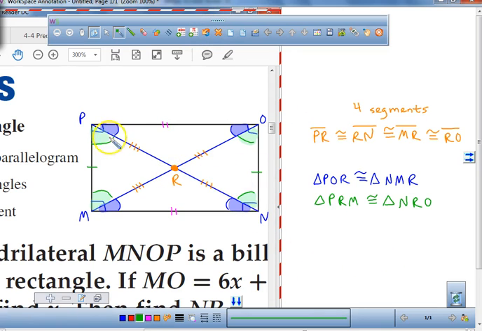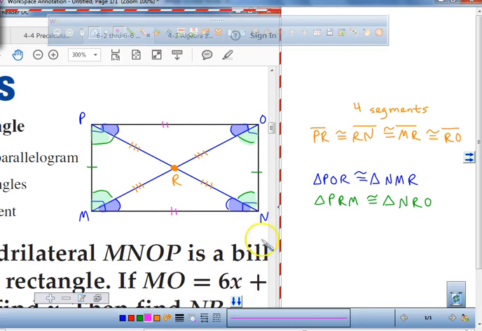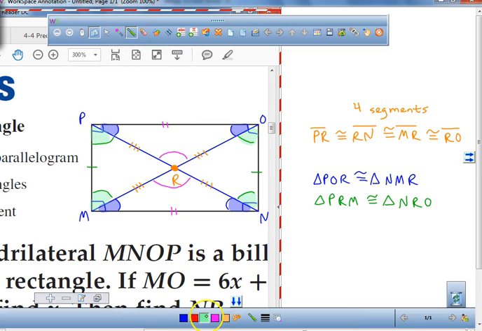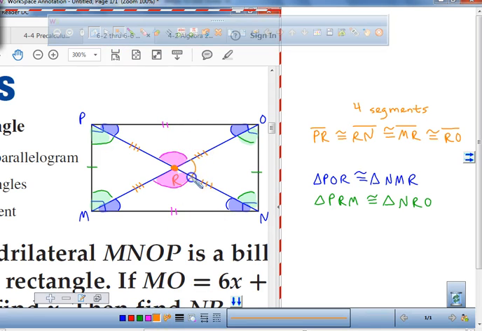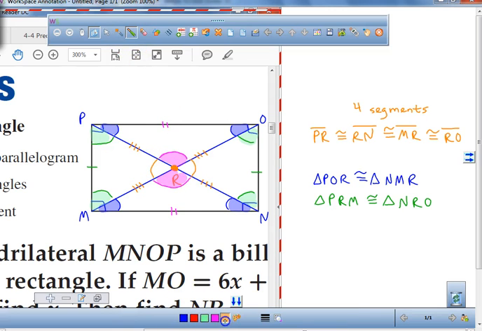So make sure you have all these angles colored the same. You have two more sets of angles. This angle here and this angle here. These are called vertical angles. Vertical angles are always equal to each other. So let's shade those in the same color. And these two angles are also vertical angles, which means they are equal.